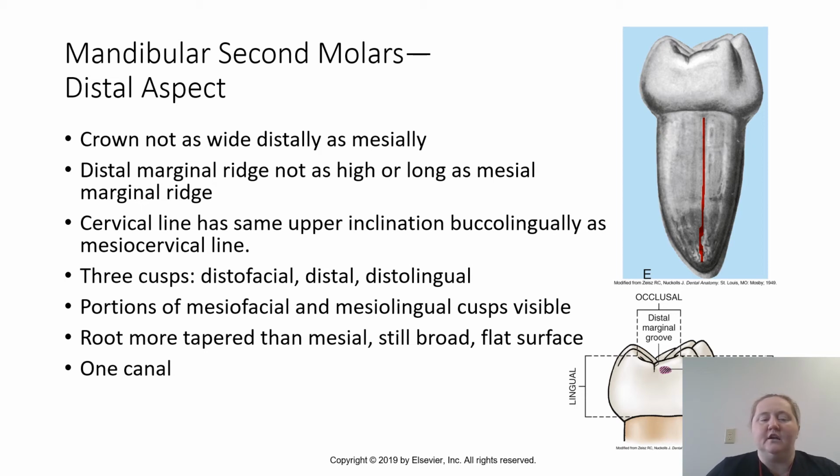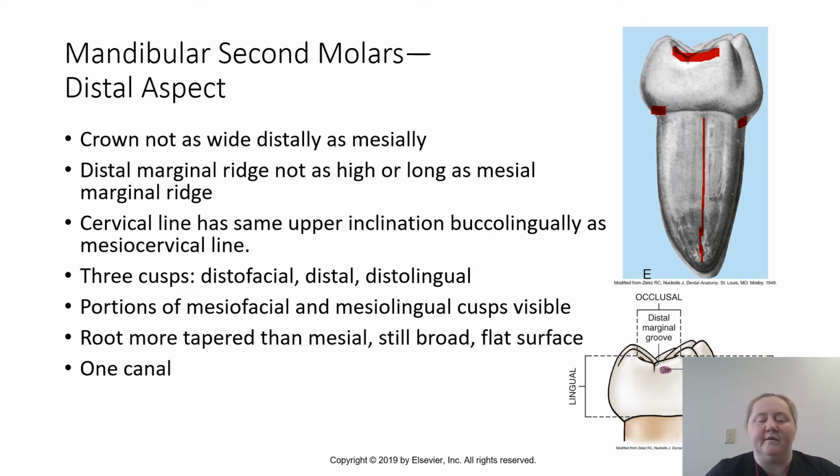broad and flat. The crown is not as wide distally, so you can see more of the buccal and lingual surfaces because it's not as wide. The distal marginal ridge is not as high, so you can see more of the occlusal table. Okay. The cervical line has the same upper inclination. Okay, here to here. Inclining buccal lingually as the mesiocervical line.